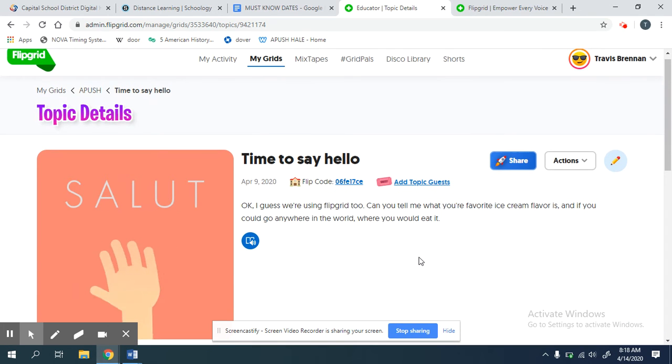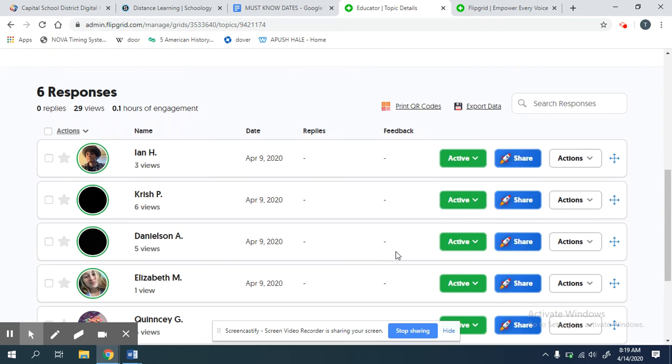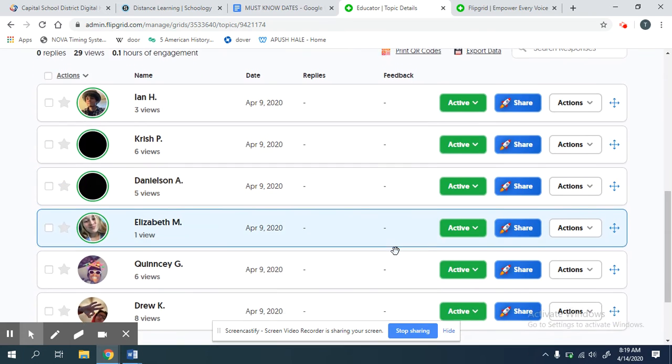In there, I'll just read this word for word. Okay, I guess we're using Flipgrid too. Can you tell me what your favorite ice cream flavor is? And if you could go anywhere in the world, where would you eat that said ice cream? And looks like we already have 6 responses in here. It should be very quick.